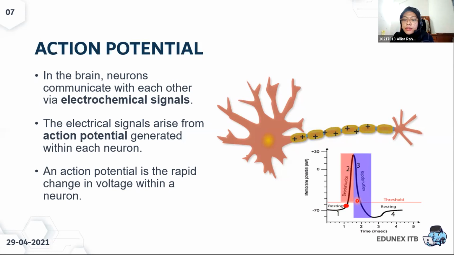Although action potentials are the electrical language that neurons use to communicate, they are not the signal EEG actually measures. Why? It is because the action potential is very quick.